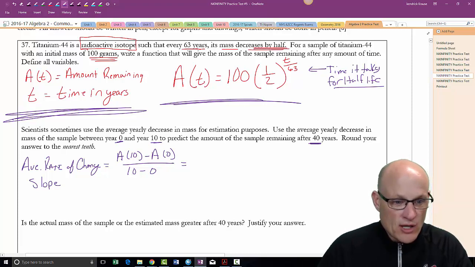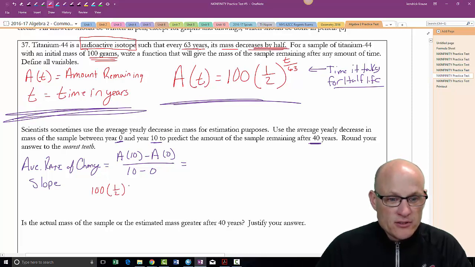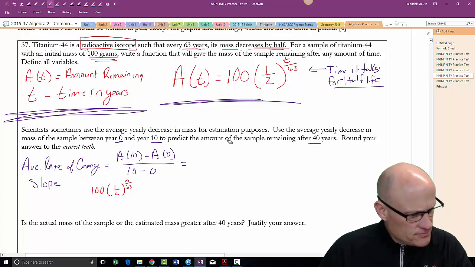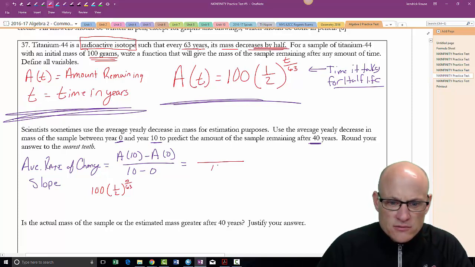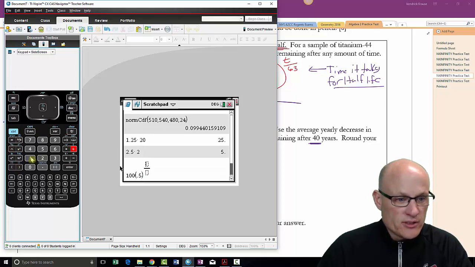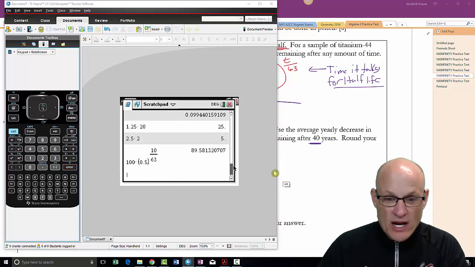So I'm going to put the stuff down here, 100 times 1/2 to the 0 over 63. That's 0, that's 100. So that's easy. Now I got to figure out what the other one is. So that's going to be 100 times parentheses 0.5, I always use that for half, raised to the power of 10 over 63. 89 point, and don't round this.